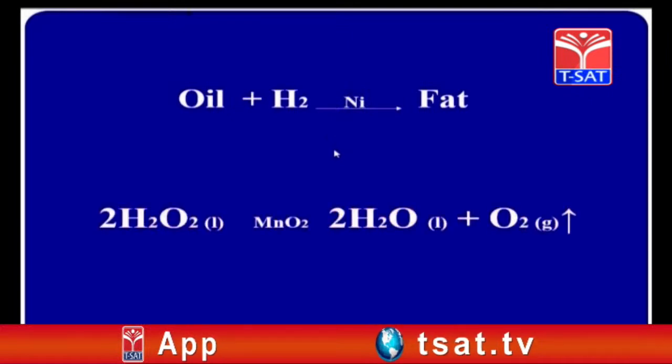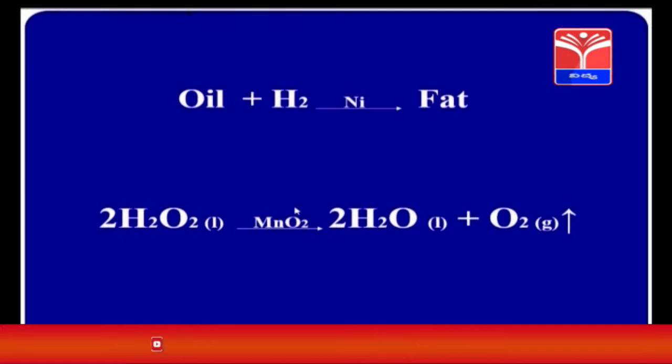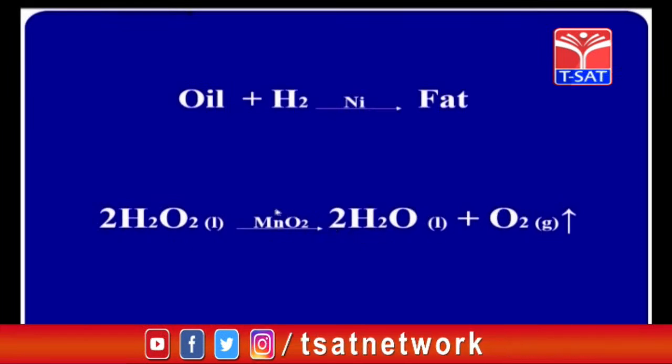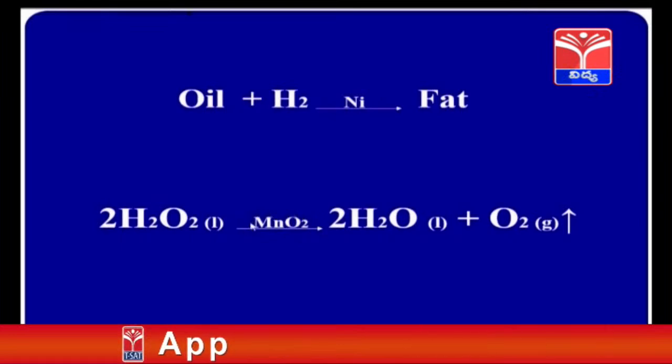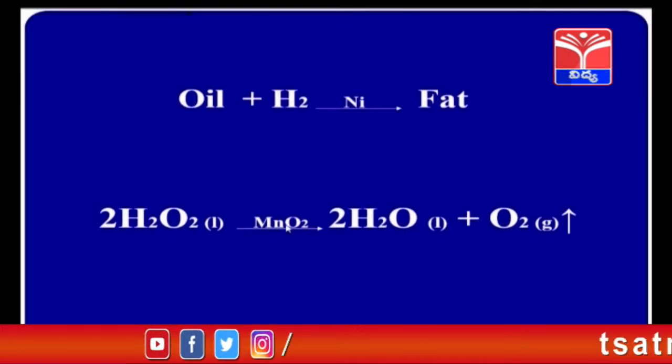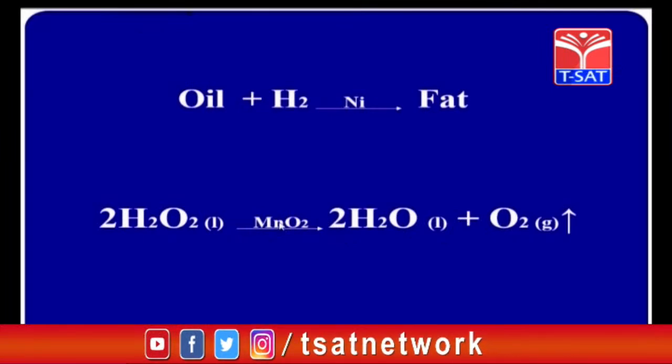One more example, the decomposition of hydrogen peroxide. Hydrogen peroxide decomposes to form water and oxygen, and this decomposition is increased by adding MnO2, manganese dioxide, as a catalyst. Due to the addition of the catalyst, the rate of chemical reaction increases. Here MnO2 is the catalyst, that is why it is indicated on the arrow mark.